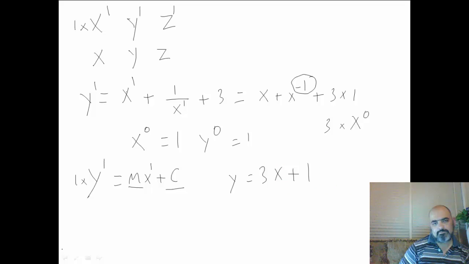Now, what is happening is that the number here, m, is called the gradient, or the slope. This determines how steep the line is. A linear equation is a line equation when you draw it.